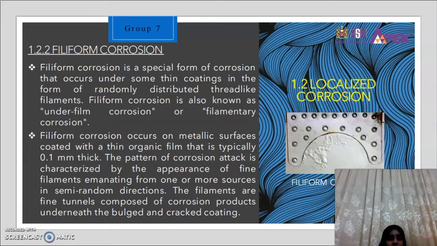Filiform corrosion occurs on metallic surfaces coated with a thin organic film that is typically 0.1 mm thick. The pattern of corrosion attack is characterized by the appearance of fine filaments emanating from one or more sources in semi-random directions. The filaments are fine tunnels composed of corrosion products underneath the bulged and cracked coating. So that's all for localized corrosion.